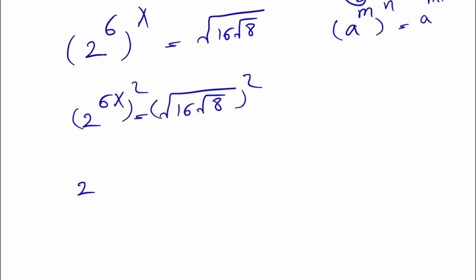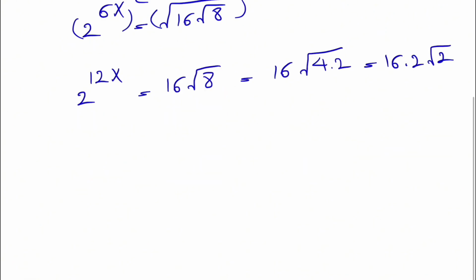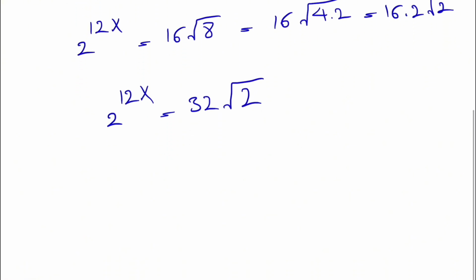We can do 6x times 2, or 12x is equal to 16 times square root of 8. And we know 8 is 4 times 2. So we can take 4 out of the square root. So basically we'll have 16 times 2 square root of 2. So what we have is 2 to the power of 12x is equal to 2 times 16, 32 times square root of 2. So it seems if we do the squares on each side, we're going to get rid of the square root of 2.